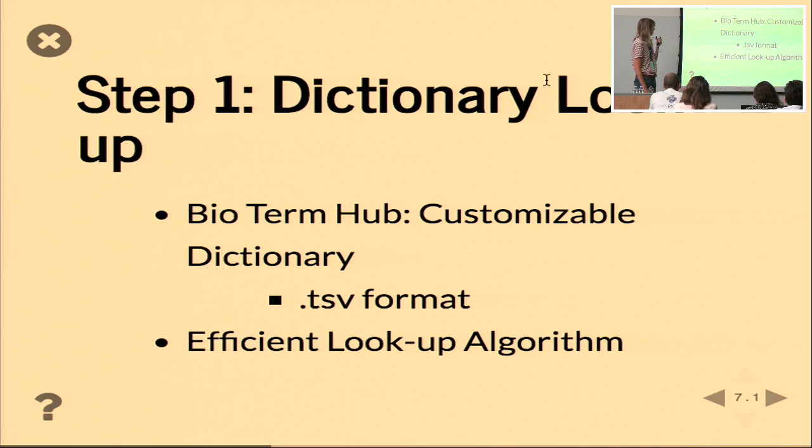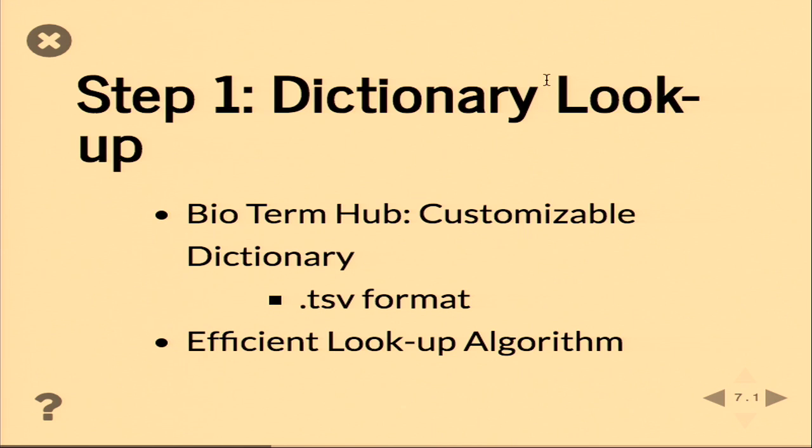So for the dictionary lookup, you have a tool that we also developed. It's called BioTermHub. And this is an interface on our servers where you can choose your specific dictionary for your specific application. So you can decide which ontologies, taxonomies you want to include to build the dictionary. It's very easy, it's in TSV format, so a spreadsheet format, and you can export it and you can use it in your pipeline.